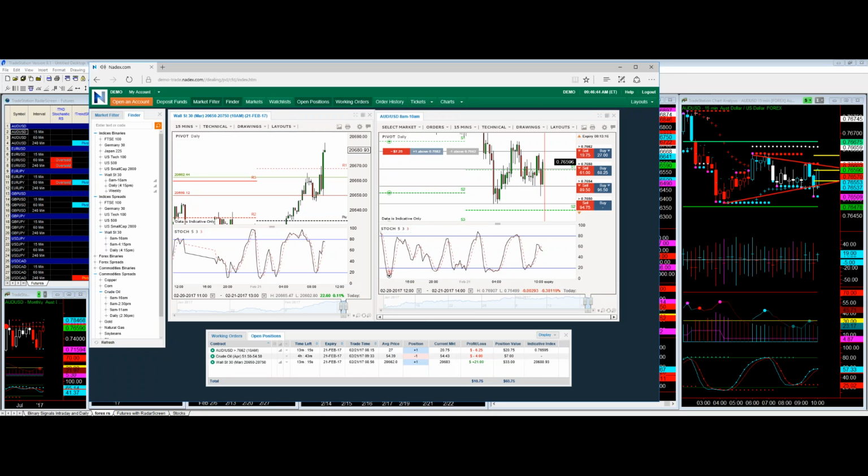Okay, you can see the Aussie spiked down at the open. Now it's going back up. You've only got 13 minutes until expiration. If you were unsure of this or you were worried over losing $27, you could exit. Okay, I'm just going to let it run.